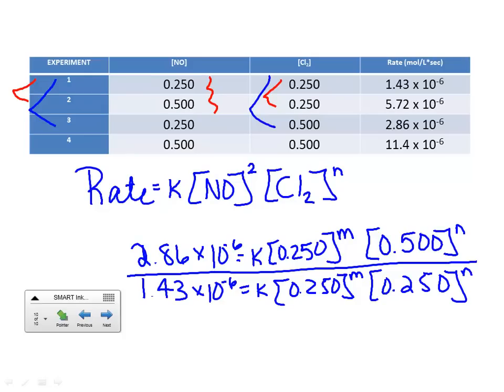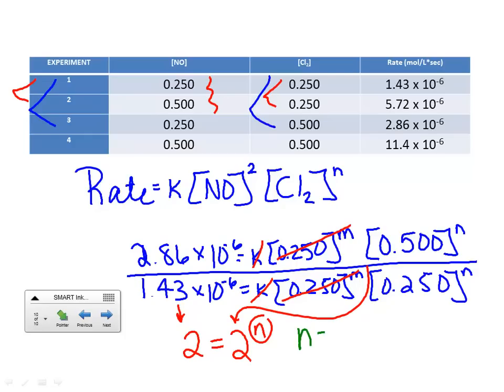So let's cancel out our terms that appear in both. We've got our k, we've got our k, we've got this, we've got this. And that leaves us with, if you simplify this down, 2 equals 2 to the n. You can see how that simplifies down into the 2, and then you're left with the n. So this tells us that n is going to equal 1. So we can go back up to our rate law, and we can erase our n, and we can put a 1 in its place. Or you could leave it blank. It's implied anyway.